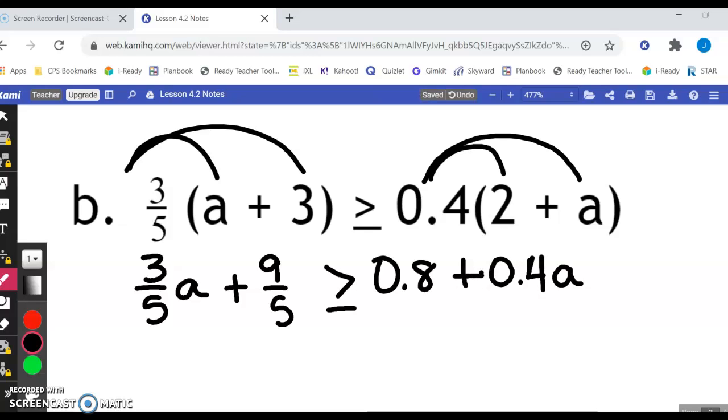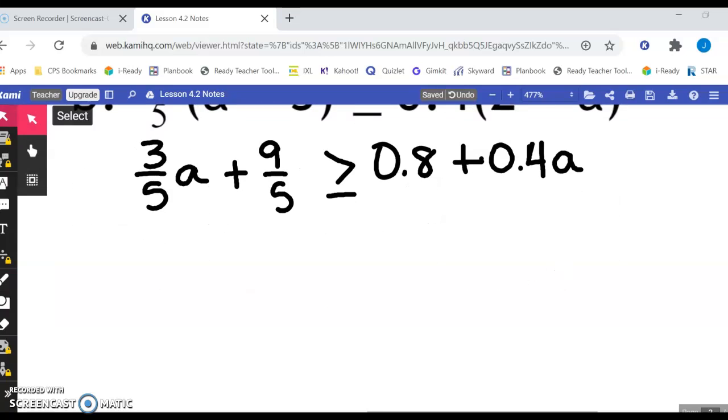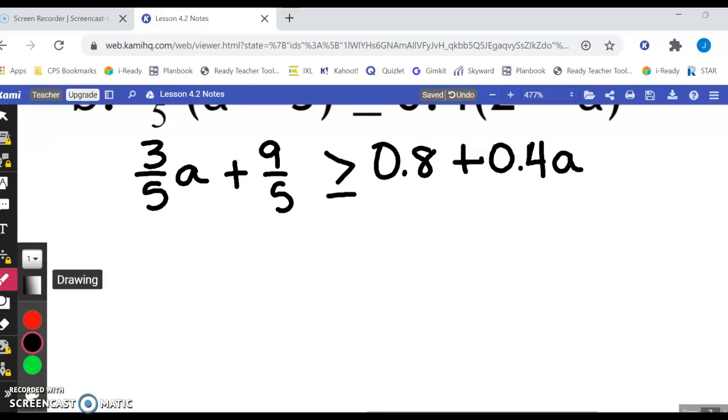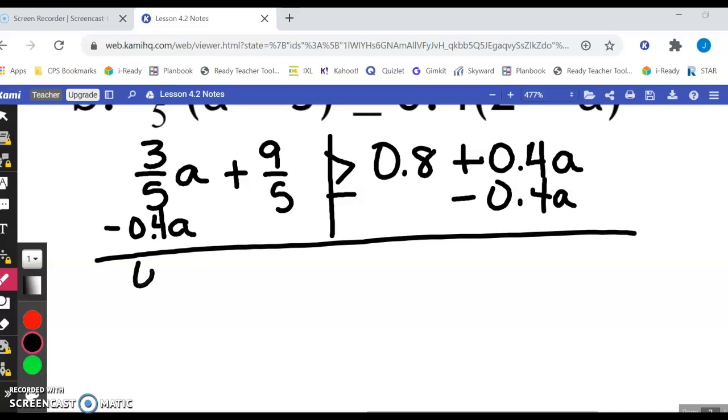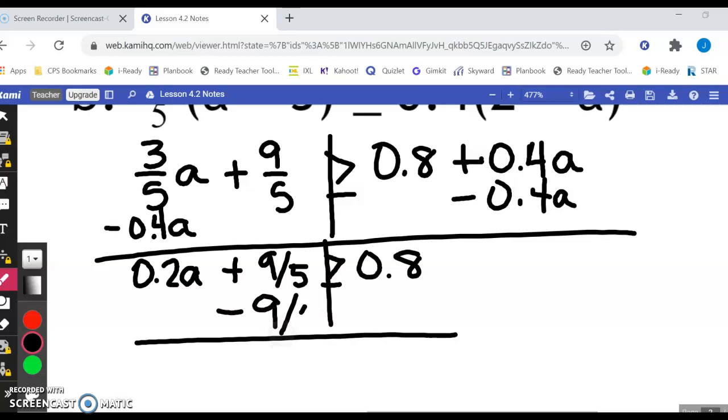And then we have to get the a's on the same side. If you wanted to, you could change to all fractions or all decimals, or you could just leave it like it is and work your way through. So 3/5 is the same thing as 0.6. So the 0.4 is going to be the smaller one, so I'm going to subtract 0.4a from both sides. And 0.6 minus 0.4 is going to give us 0.2a plus 9 over 5 is left with 0.8 on this side. Then I'm going to minus that 9/5.